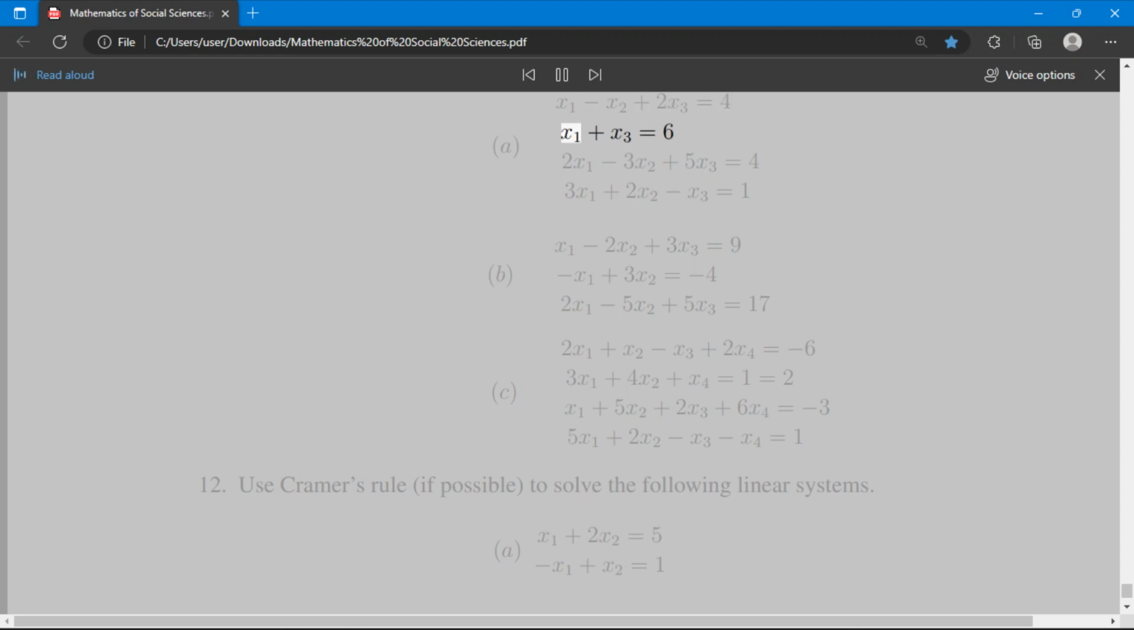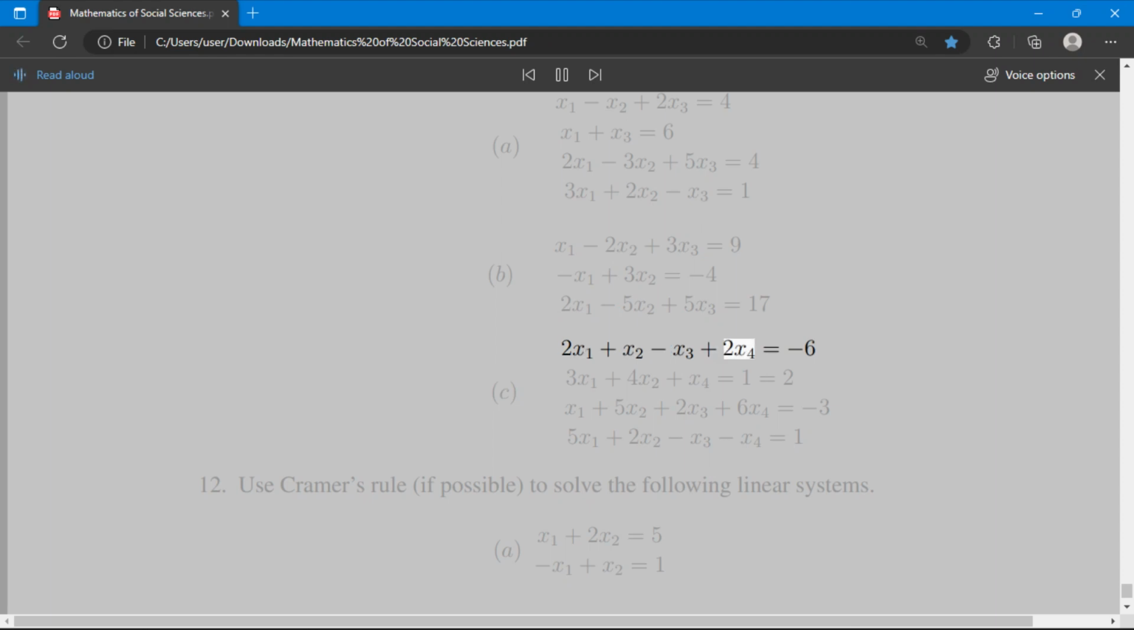A. x1 - x2 + 2x3 = 4, x1 + x3 = 6, 2x1 - 3x2 + 5x3 = 4, 3x1 + 2x2 - x3 = 1. B. x1 - 2x2 + 3x3 = 9, -x1 + 3x2 = -4, 2x1 - 5x2 + 5x3 = 17.